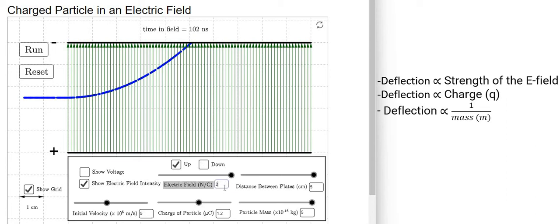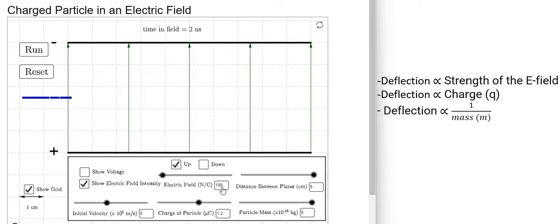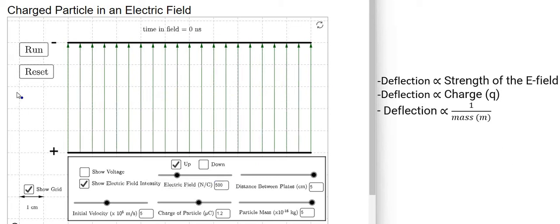Let us see what happens if the electric field strength is 100. If the electric field strength is just 100, we can see that the deflection is very less. We can hardly see any deflection. If the electric field strength is 500 Newton per Coulomb, the deflection seems a little prominent. The particle is getting deflected.